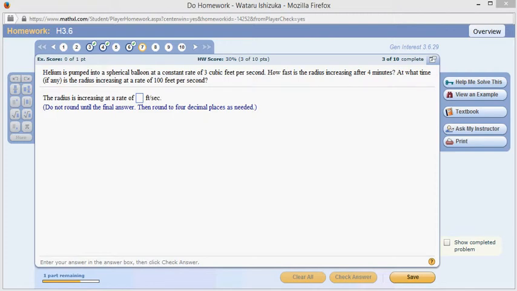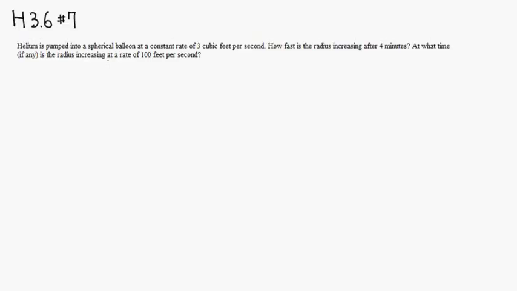Alright, let's look at homework 3.6, problem number 7. This is a spherical balloon problem. Helium is pumped into a spherical balloon at the constant rate of 3 cubic feet per second.